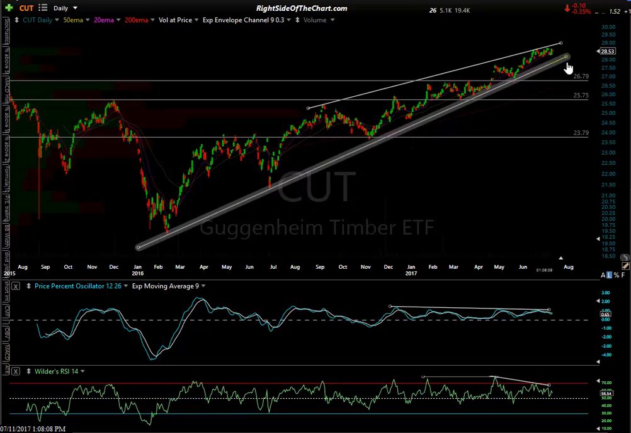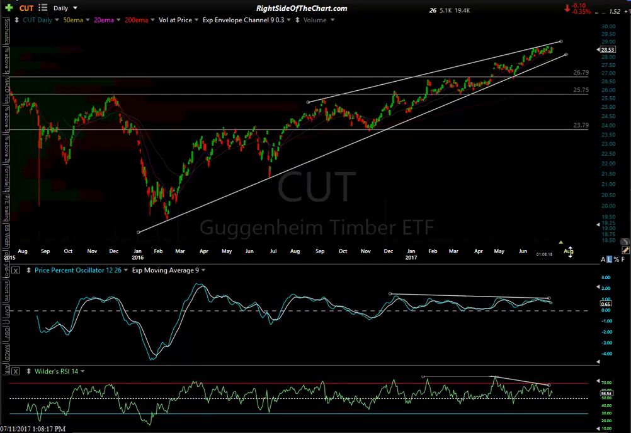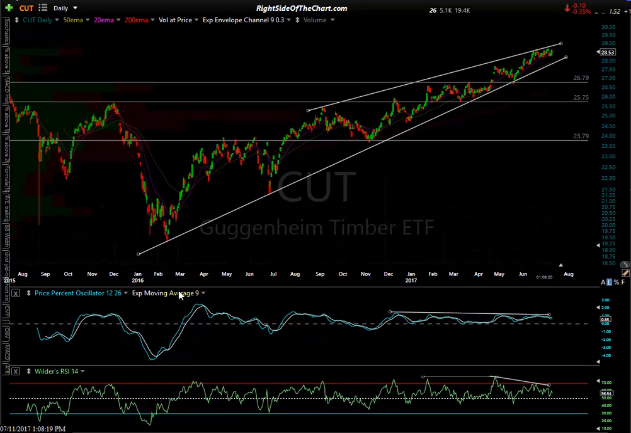There's a very well-defined uptrend line in CUT. You can see it's forming this, prices are tightening. This is giving it that wedge-shaped pattern or appearance, negative divergence. You can see it a little better if I lift this up. We had such a high peak on the PPO back here. That divergence is steepening there on the RSI.